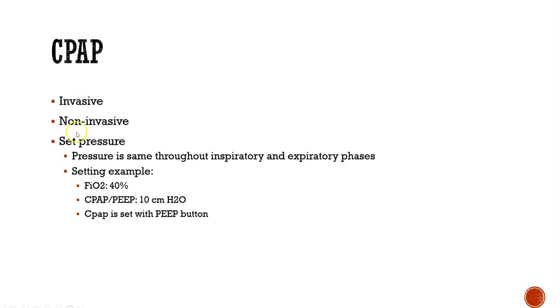So we have invasive versus non-invasive. Invasive is going to be on the vent. Non-invasive is going to be just like your mask or your nose piece. So pressure is the same throughout inspiratory and expiratory phases. So a setting example would be FiO2 of 40%, so they're being delivered 40% of oxygen. CPAP and PEEP are 10 centimeters of water. CPAP is set with a PEEP button.